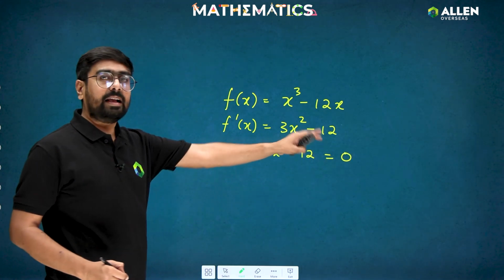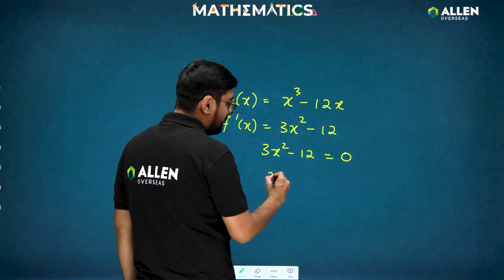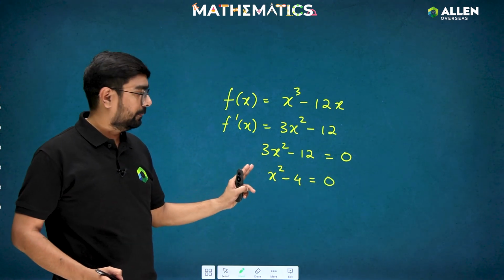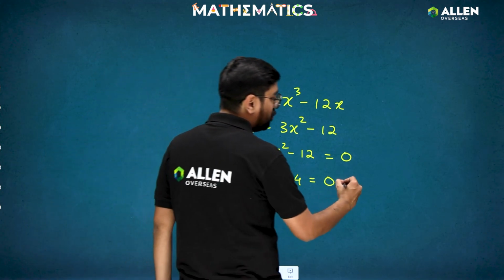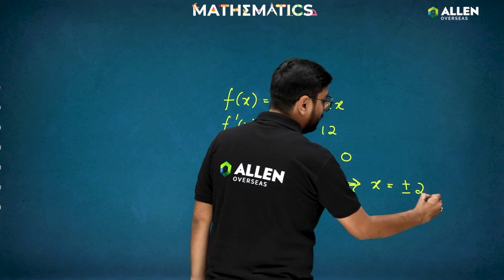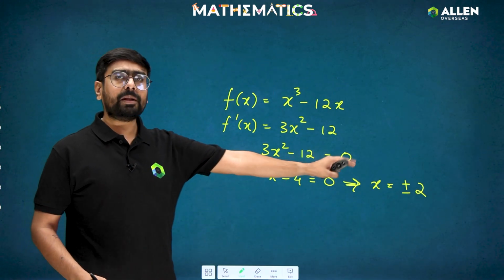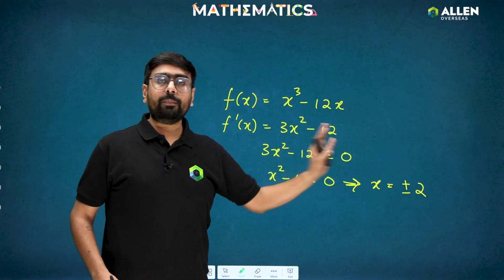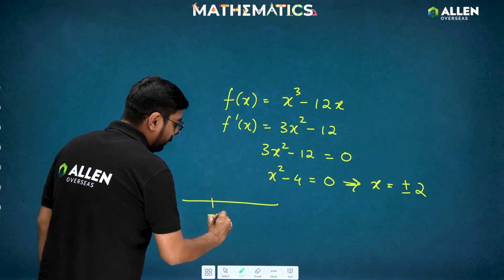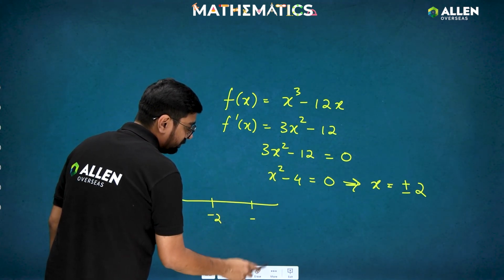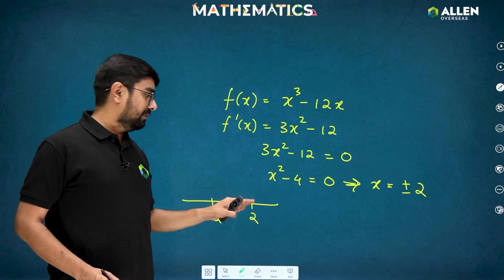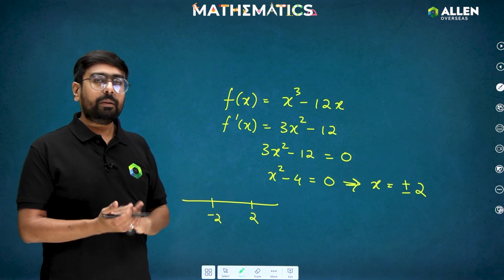If I make this equal to 0, I'll have x square minus 4 equal to 0. 3 will come out to be common and x square minus 4 will be equal to 0. From here, I'm getting x is equal to either plus 2 or minus 2. x can be plus 2 or minus 2. So, what are the critical points now? Now, critical points are minus 2 and plus 2. Now, I'm going to check the sign of f dash x in the neighborhood of minus 2 and plus 2.